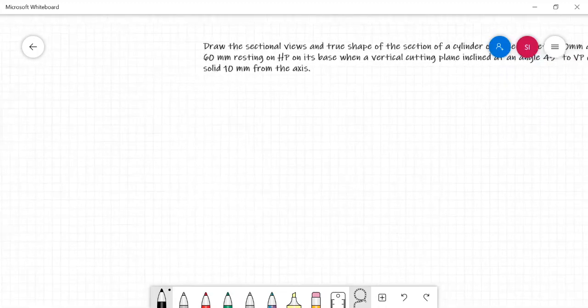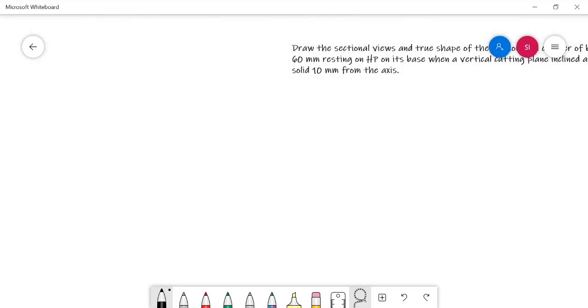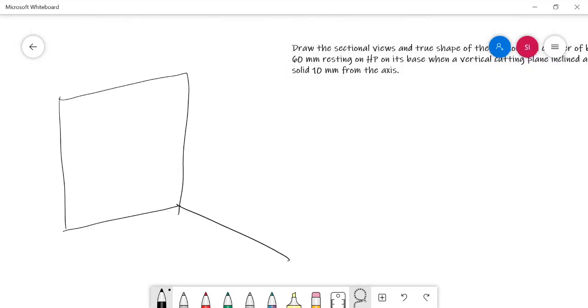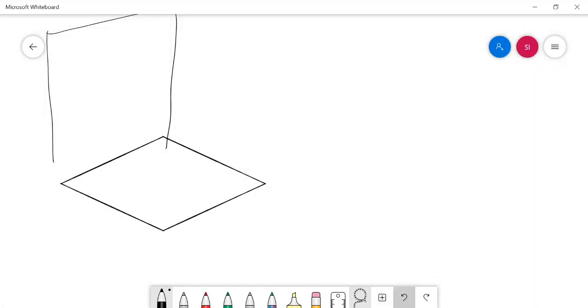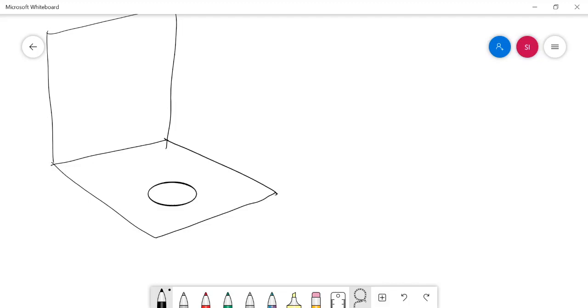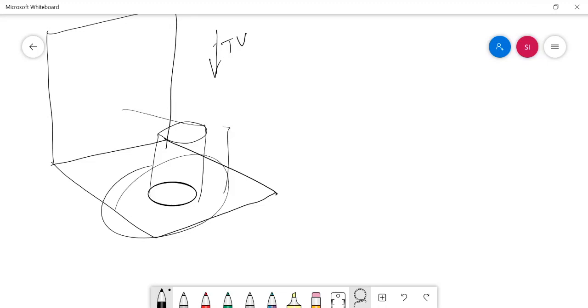Here the object given is a cylinder, and this cylinder is resting on the horizontal plane by its base. So obviously the base view as a circle will be obtained in the top view. We need to start the answer from the top view. Thereafter, with the given cutting plane, we need to cut the solid with correct specifications.